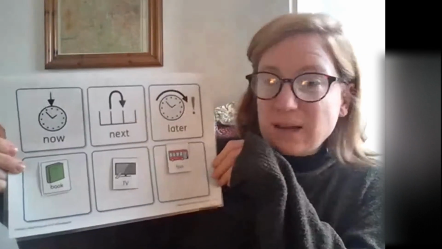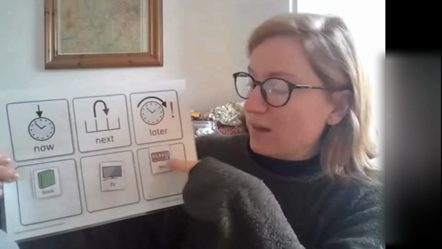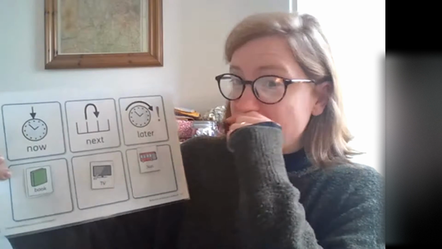And on this one, it's exactly the same as now and next. It just gives the child a little bit more information about what's coming next. So now we're going to read a book. Next, we're going to watch TV. And then later, we're going to go on the bus. So this is particularly helpful for children who maybe get a bit worried about things that are happening later in the day, or children who are asking lots and lots and lots of questions.